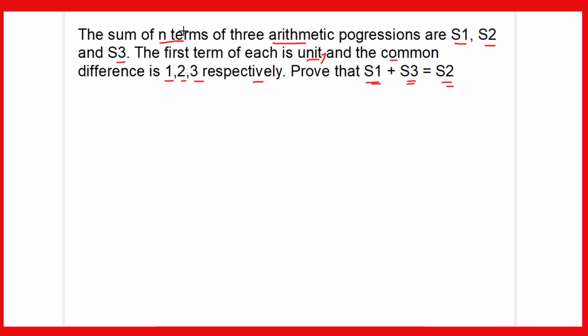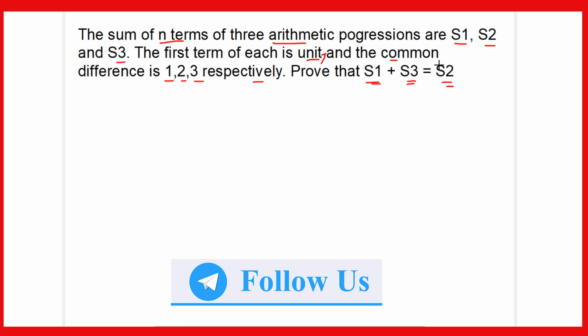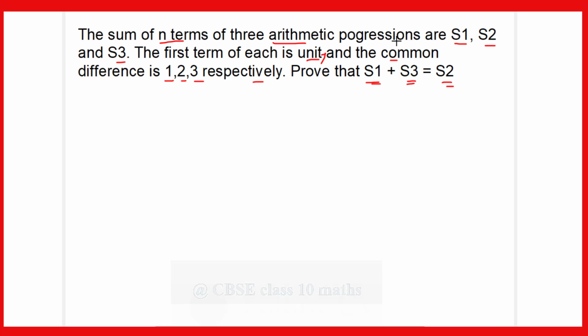Friends, here it is given that the sum of the n terms of 3 arithmetic progressions are S1, S2 and S3. And it is given that the first term of each is unity. It means the first term of each arithmetic progression is 1 and the common difference is 1, 2 and 3 respectively. We have to prove that S1 plus S3 is equal to S2.